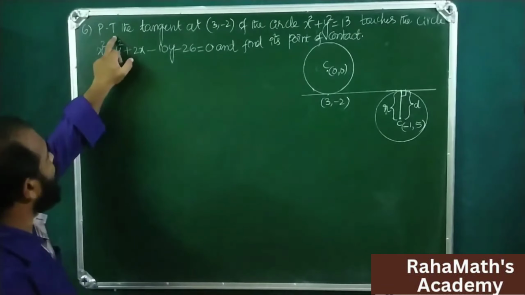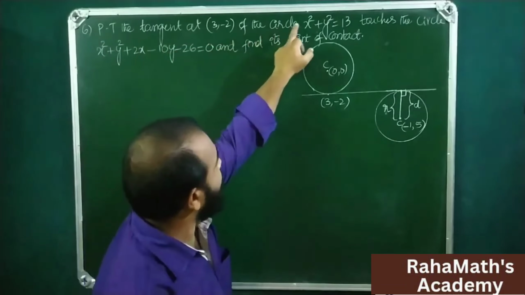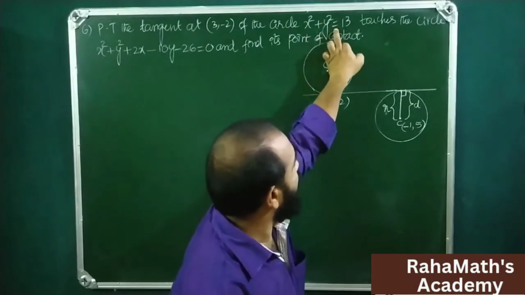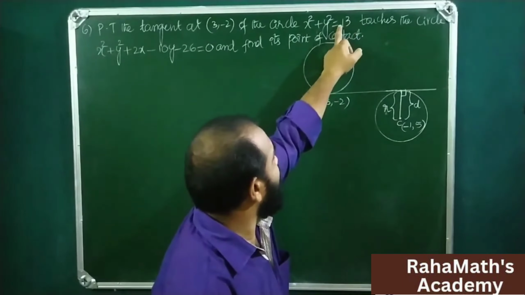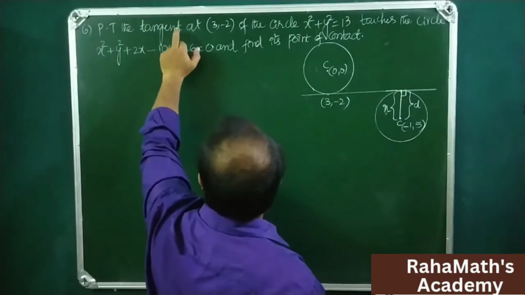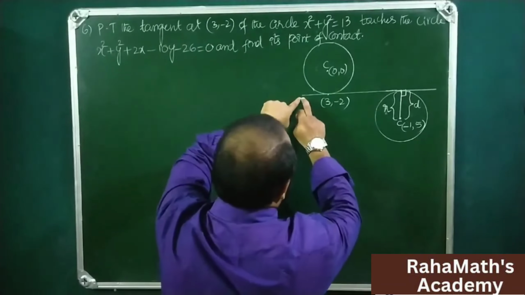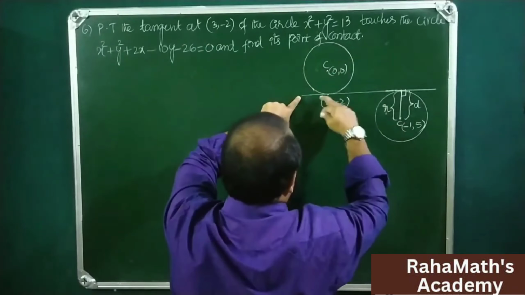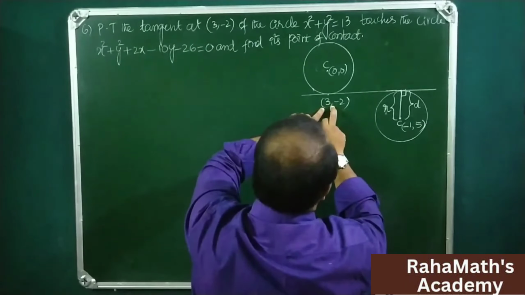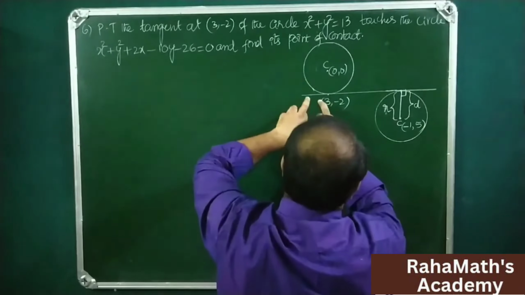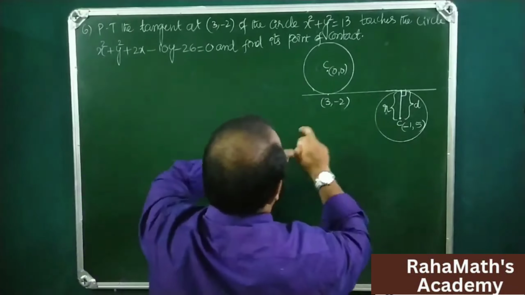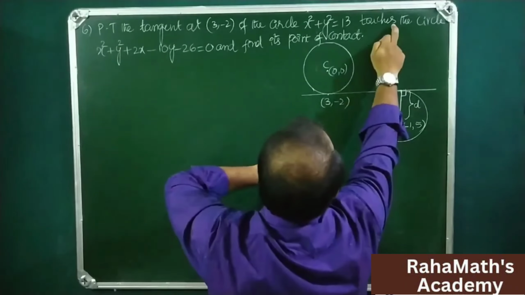The question is, prove that the tangent at (3, minus 2) of the circle x square plus y square equals 13 touches another circle. So let us suppose that this is the circle x square plus y square equals 13. The center of this circle is (0, 0), the origin, and the tangent at (3, minus 2). So let us suppose that this is the line which touches this circle at (3, minus 2). So the tangent at (3, minus 2) is S1 equals 0. So then we will be getting one line and we need to show that this line touches the other circle.